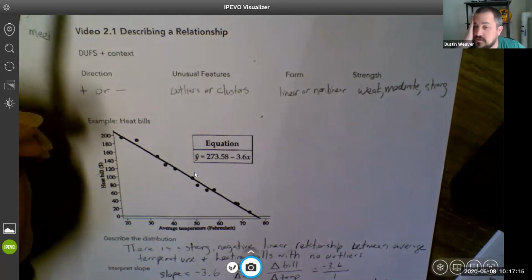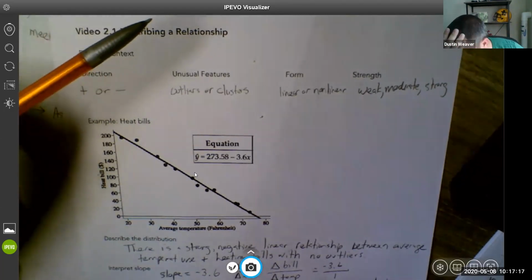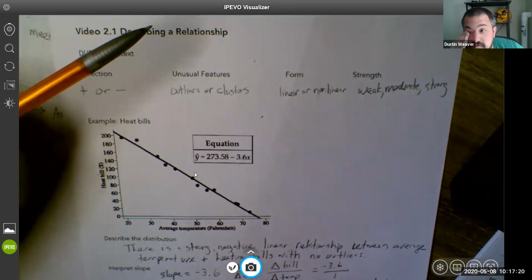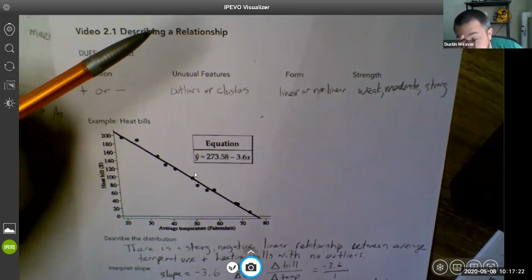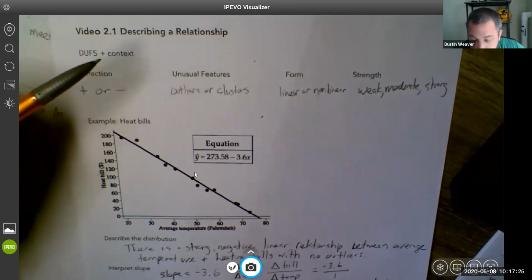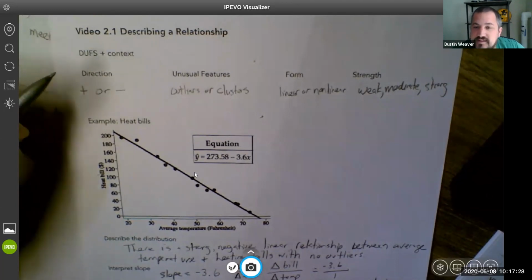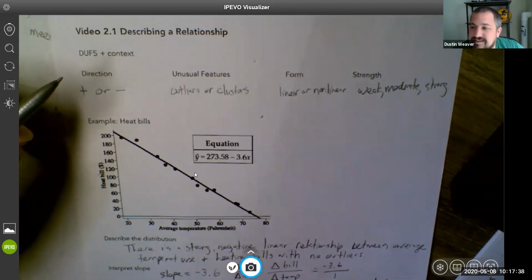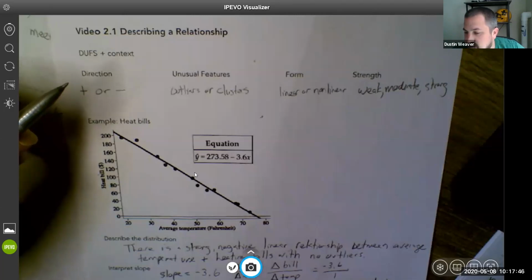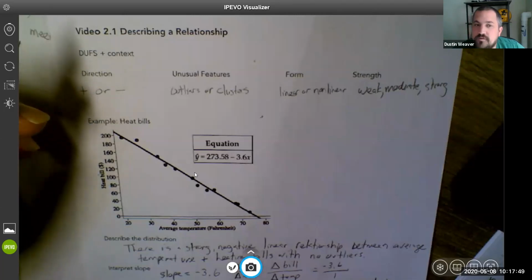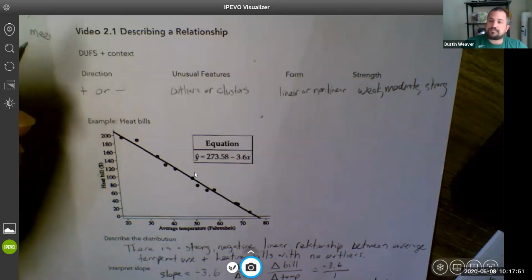It might be a curved pattern like we talked about. And then strength: is it weak, moderate, or strong? There's no defined numbers for that, but a lot of times we will call a weak correlation between 0 and 0.5, the R value, or between 0 and negative 0.5. We'll call a moderate relationship maybe between 0.5 and 0.8, or between negative 0.5 and negative 0.8. And we'll call a strong relationship a correlation where the R value is from 0.8 all the way up to 1, or from negative 0.8 to negative 1.